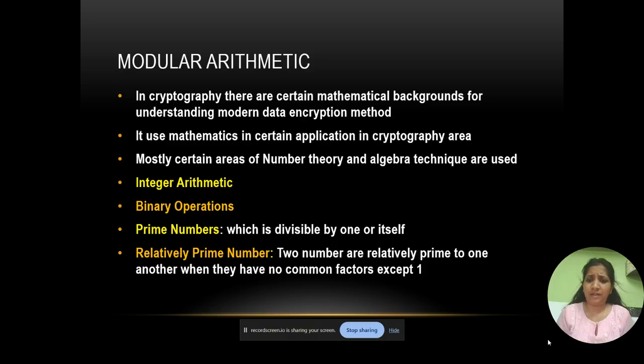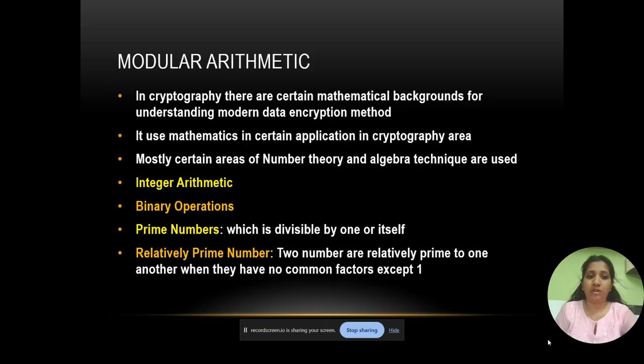Prime numbers and relatively prime numbers are especially important. They form the building blocks of secure keys. In cryptography, there are certain mathematical backgrounds for understanding modern day encryption. It uses mathematics in certain applications in the cryptographic area. Most certainly, number theory and algebraic techniques are being used: integer arithmetic, binary operations, prime numbers, which are divisible only by one or themselves, or relative prime numbers. Two numbers are relatively prime if they have no common factors except one.